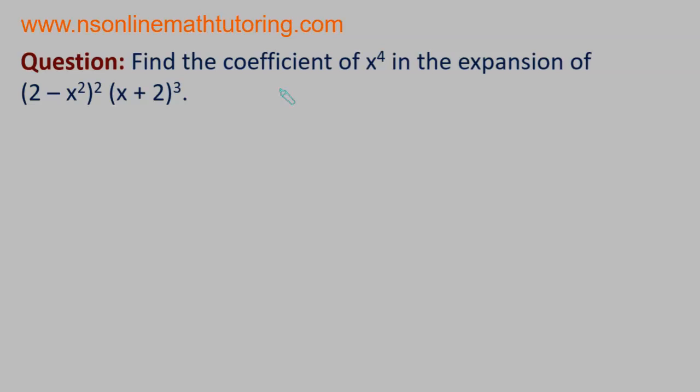So the question says, find the coefficient of x to the power of 4 in the expansion of (2 minus x square) raised to the power of 2. Now in this case, we are seeing the term within the binomial expression is also having a square term. Doesn't matter, the method will exactly be the same. It's just slightly more difficult than the previous question, but nothing to worry about. And the second binomial expression is (x plus 2) raised to the power of 3. So let's start with an answer.